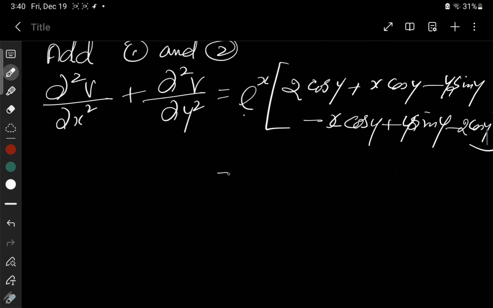See, all the bracket terms get cancelled. Plus 2 cos y minus 2 cos y, plus x cos y minus x cos y, minus y sin y plus y sin y, everything gets cancelled. We'll get 0. So this is the answer we are supposed to prove.